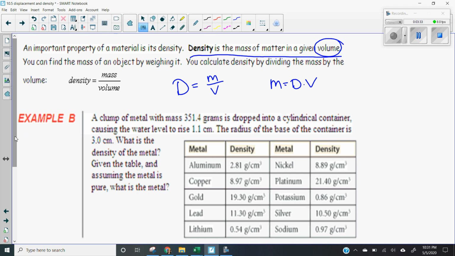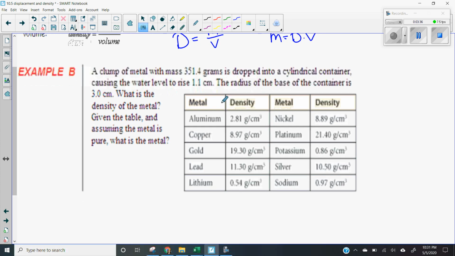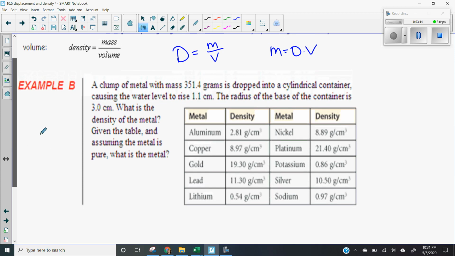So for this example, there's sort of a lot going on here initially, but this chart that's here you'll be using in later practice problems. We'll reference that again later. So we've got a clump of metal with mass, as part of our formula, 351.4 grams, is dropped into a cylindrical container, causing the water level to rise 1.1 centimeters. I'm going to mark this right now. There's our delta H. I guess we could mark this as well. There's our little m for mass. The radius of the base of the container is 3 centimeters. What is the density of the metal? And then, this I think is pretty cool. If you know the density, you can determine what type of metal that is as well.